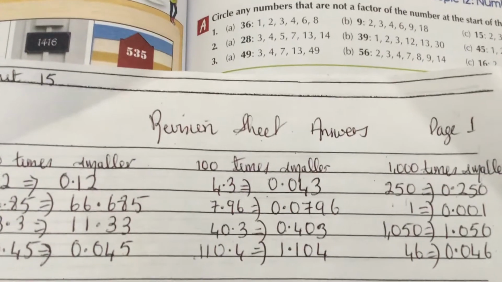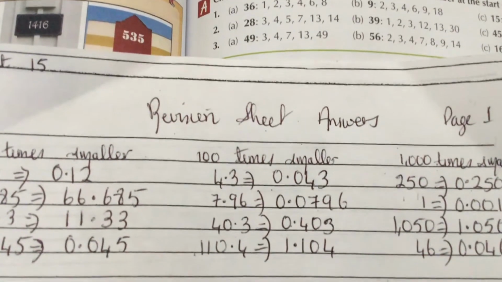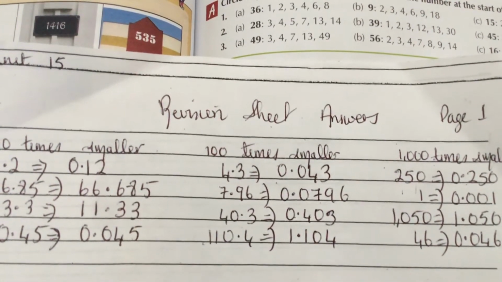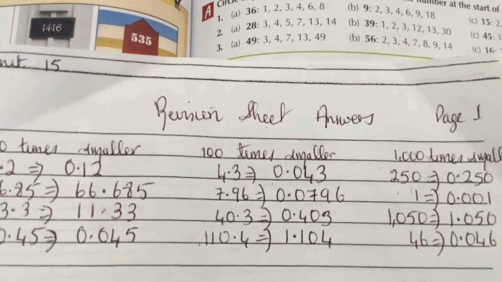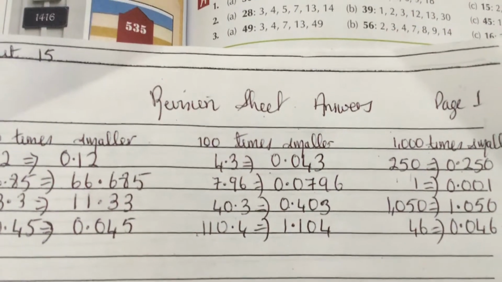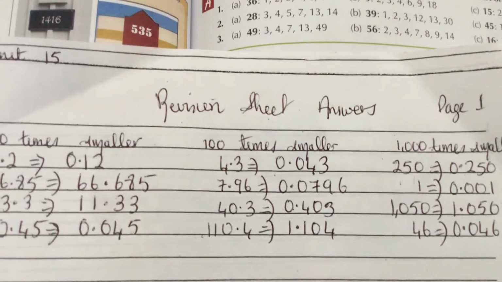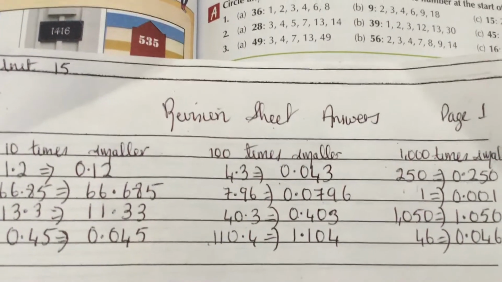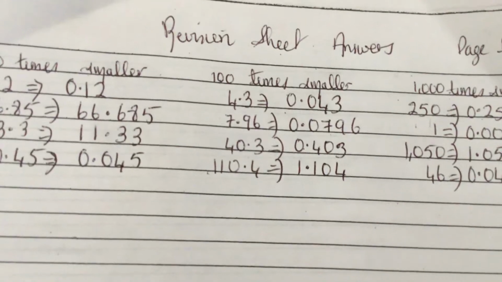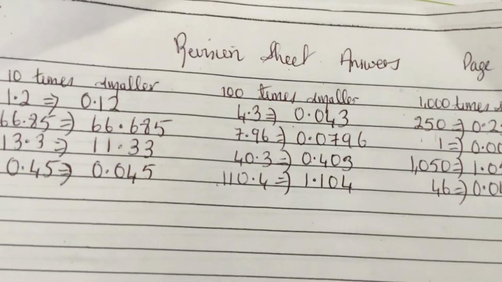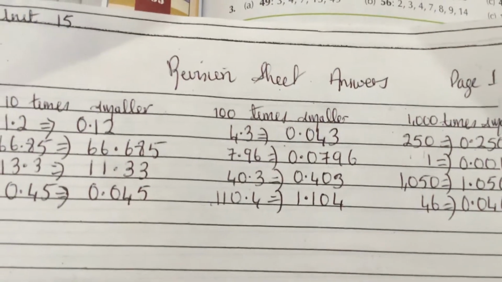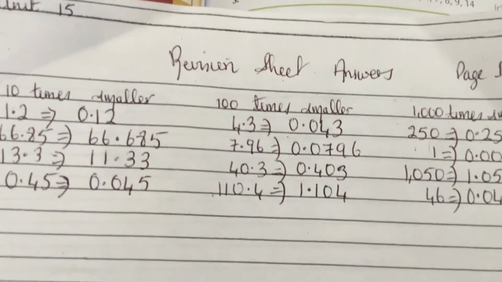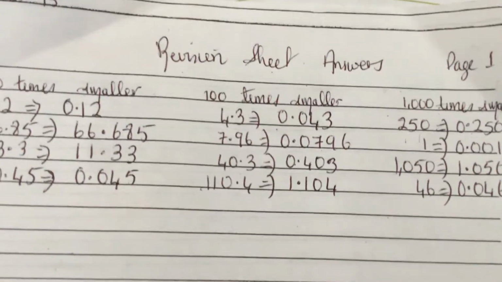Okay, so that's 7.96, that becomes 0.0796. 40.3 becomes 0.403. Again, the decimal point appears like it's moving 2 places to the left, but it's the digits moving to the right, times 100, so two places. And then again, 110.4, that becomes 1.104. Again, the decimal point looks like it's moving 2 places to the left, but it's the numbers moving 2 places to the right, each digit.